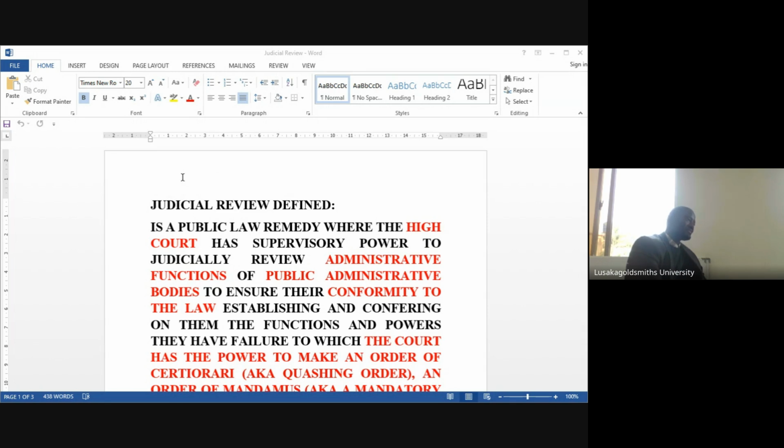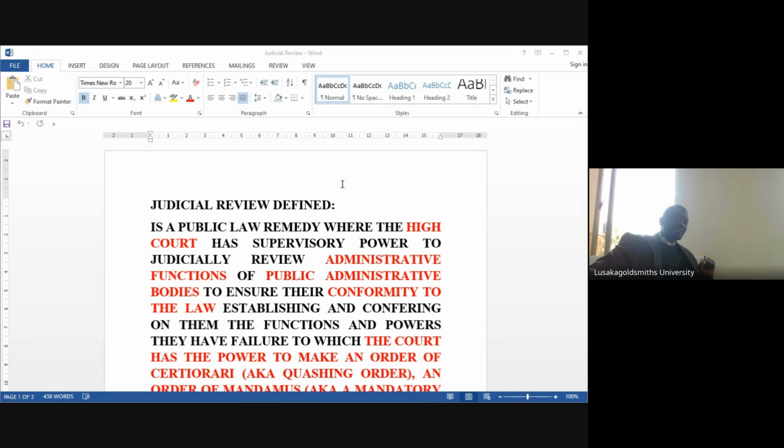So the case of Attorney General versus Fulham Corporation is a classical case, members, when it comes to the aspect of illegality. It's a classical case when it basically comes to the issue of illegality. Okay, let us look at the Zambian case.